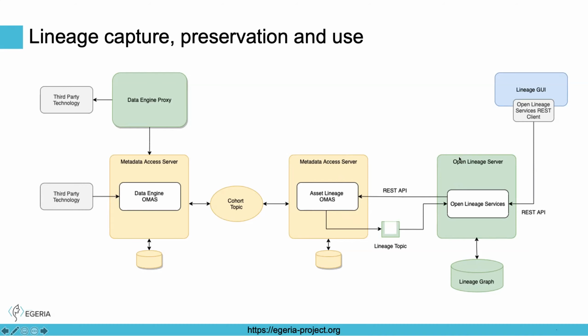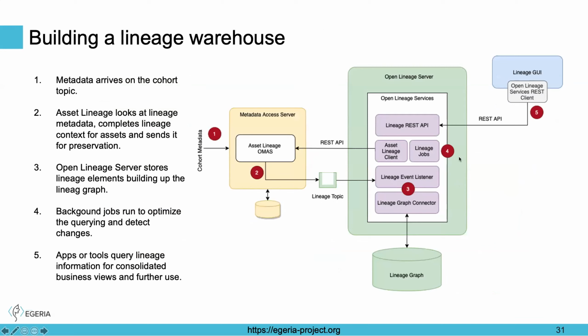On the next slide, let's look at what happens after this consolidation. As I said, the metadata arrives on the cohort and then gets picked up. This asset lineage OMAS is able to recognize what types of assets and what relationships to those assets are important for lineage. Then it builds up what we call the asset context for that lineage, and that is sent out to the destination, as I said before.